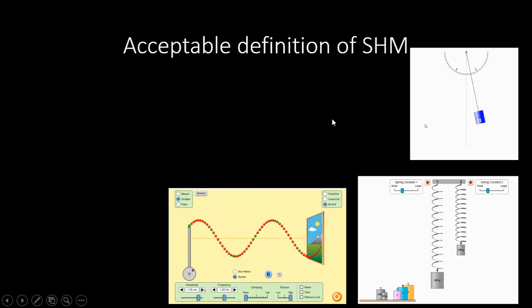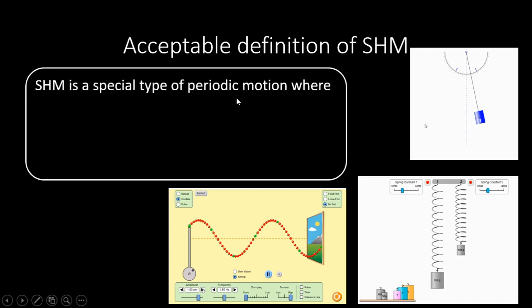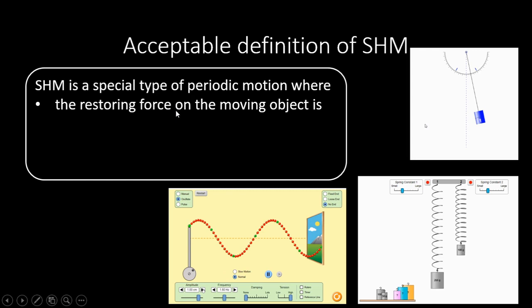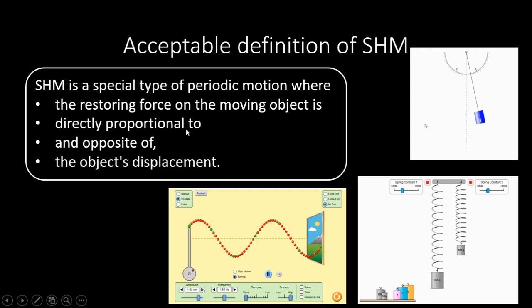Now we will move into the most acceptable definition of simple harmonic motion. That is the advanced definition of simple harmonic motion, but it is the most appropriate, and you should learn it. The most acceptable definition of simple harmonic motion is: it is a kind of periodic motion where the restoring force on the moving object is directly proportional to the opposite of the object's displacement.